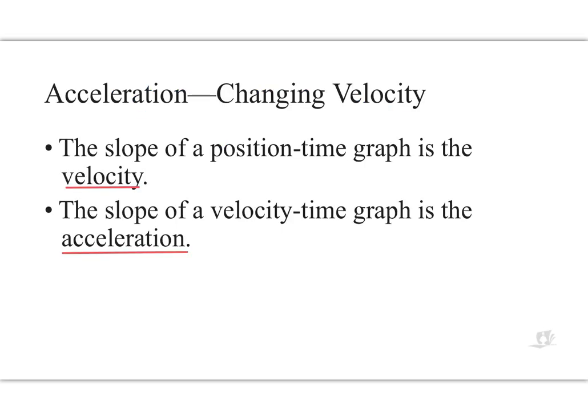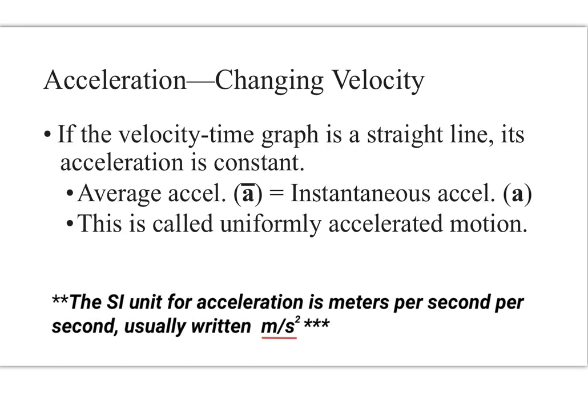So the slope of the position graph is going to be velocity. The slope of the velocity graph is going to be the acceleration. Just like we looked at the other graph with position, when we took the slope of that tangent line, we got velocity. And if we were to graph velocity, the slope there is going to represent the acceleration. So if a velocity time graph is straight, then that means the acceleration is constant. Average acceleration will equal your instantaneous, and that means it is uniformly accelerating. It is accelerating at a uniform rate.